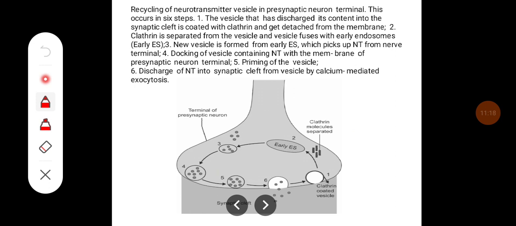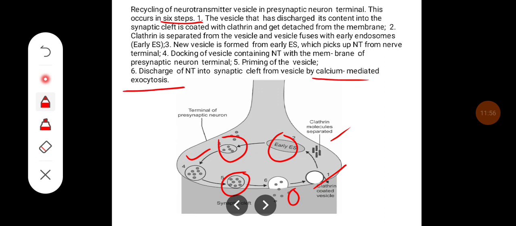There can be a recycling of neurotransmitter, which occurs in 6 steps. First, there will be discharge of the contents by the clathrin coated vesicles. Then the clathrin molecules get separated and they join early endosomes, so there will be formation of the early endosomes. Then there can be a process of docking and priming. These docked and primed vesicles are again going to release the neurotransmitter into the synaptic cleft by clathrin mediated exocytosis.